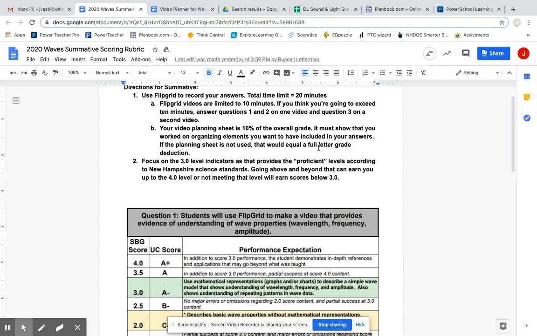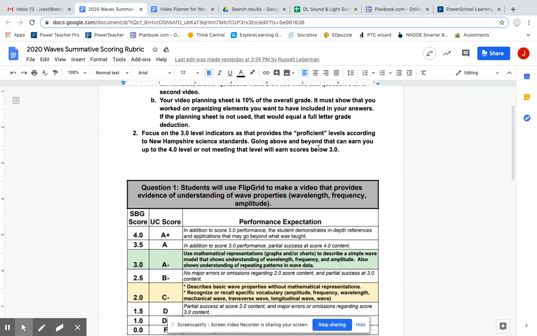And then if you don't use the planning sheet, that would equal a full letter grade deduction. That would be 10%. So say you earned a B on the project, but you did not do the video planning sheet, then you would get a C, okay? So just be aware of that.